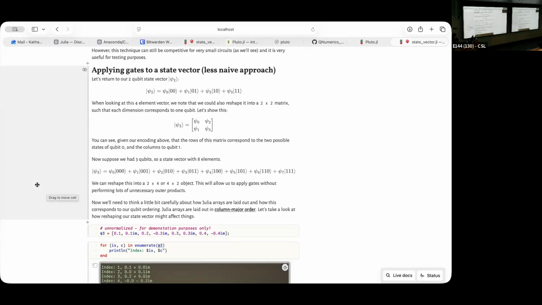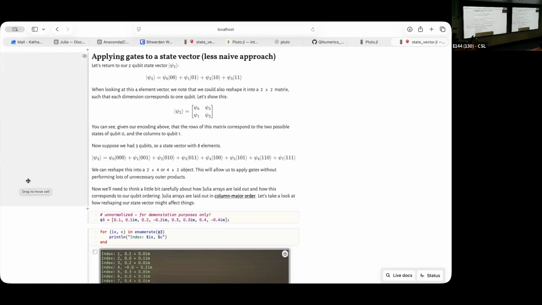So if we go back to our 2 qubit state vector psi2, where I've again just written it out like this with its 4 complex scalars, we note that we could easily reshape this into a 2 by 2 matrix so that each dimension corresponds to a single qubit. So if I just reshape this thing, then I can see that the column index corresponds to this first qubit here, and the row index corresponds to this qubit here. So is that reasonably clear to people? You can stare at it for a second if it's not super obvious.